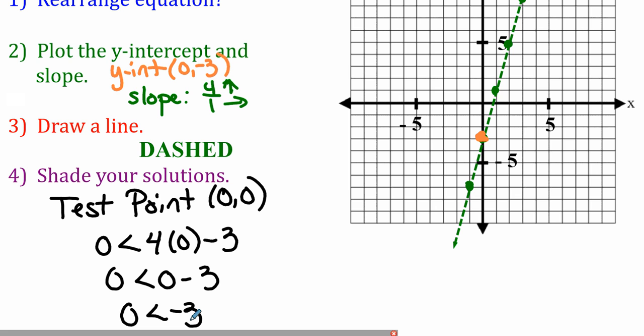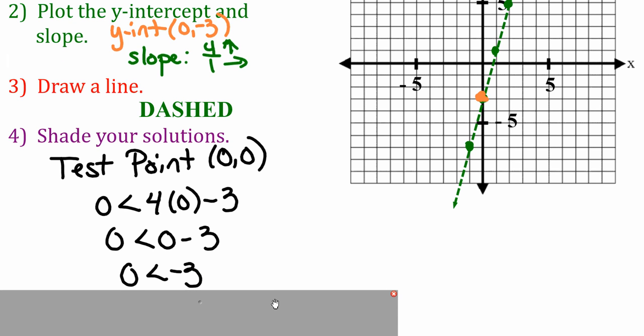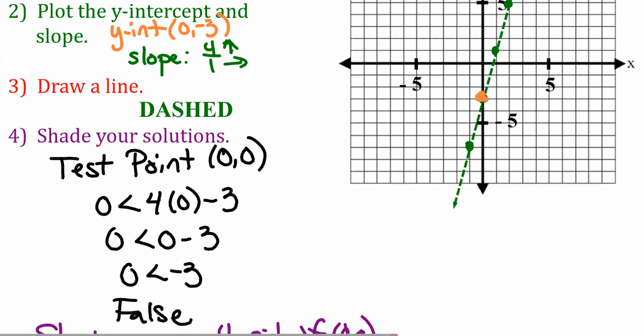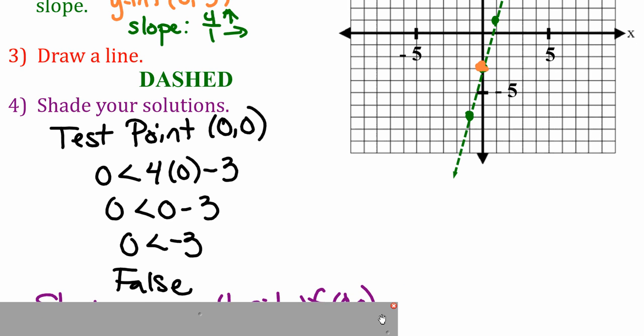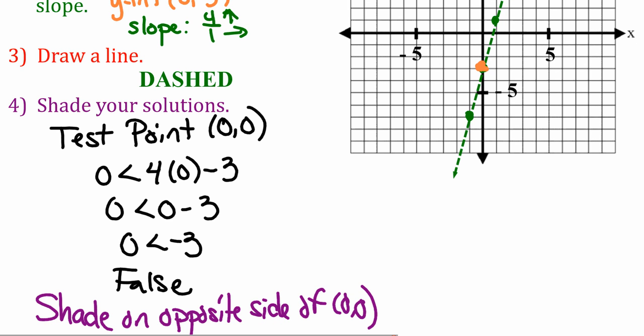Well, if something is less than, it's to the left of the number. So if you think of your number line here, here's 0, here's negative 3. Negative 3 is to the left of 0, so negative 3 is less than 0. 0 is not less than negative 3. That's false. Remember, we're not shading where it's false, we shade where it's true. So we're not going to shade on the side with the test point (0, 0). We're going to shade on the opposite side, okay? So we only shade on the side that's true.